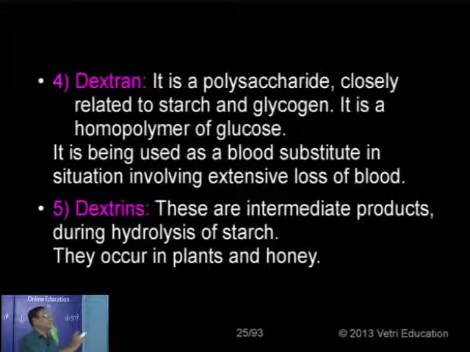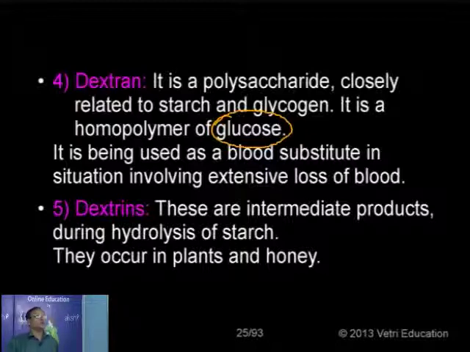Now dextran. So cellulose, we have starch, now glycogen and now dextran. It's also another polysaccharide, closely resembling starch and glycogen. So it is also a homopolymer. The unit is also glucose. So in cellulose, starch, glycogen and dextran, the unit or the monomer, the simple sugar, is nothing but glucose. So it is a polymer of glucose.